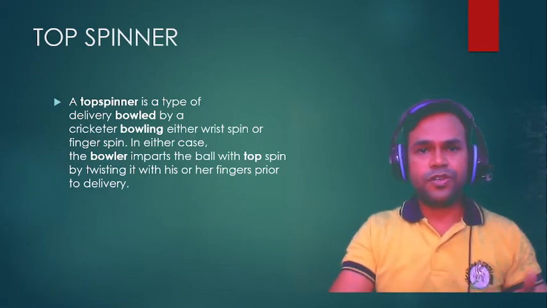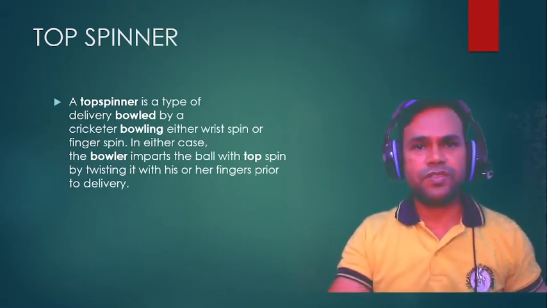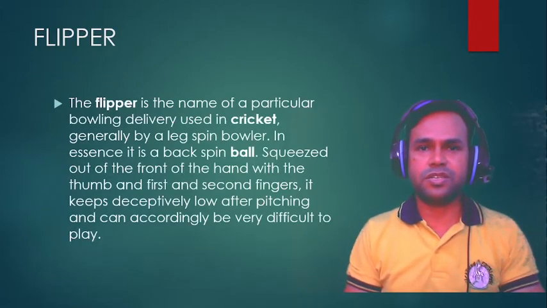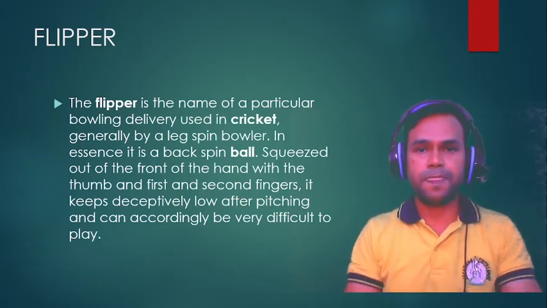Now moving to the third variation of the leg break, which is the flipper. Flipper is a different kind of bowling in which the ball does not take much height after bouncing on the pitch. It goes directly to the batsman, so there are most chances of LBW. So this is all about the flipper.